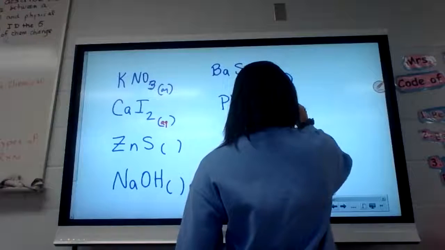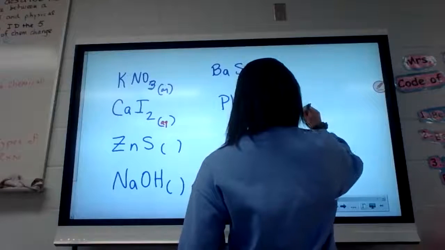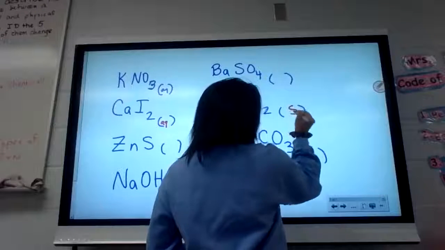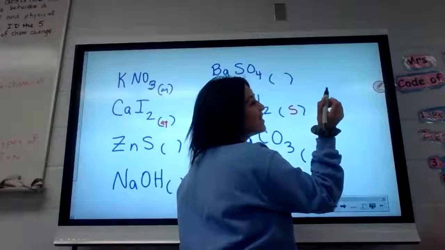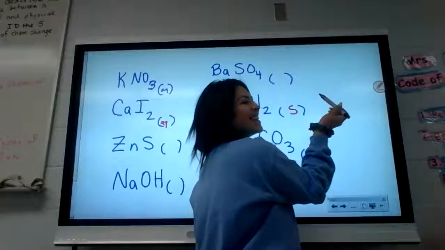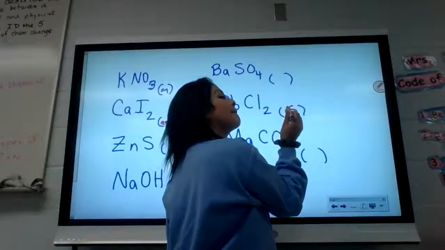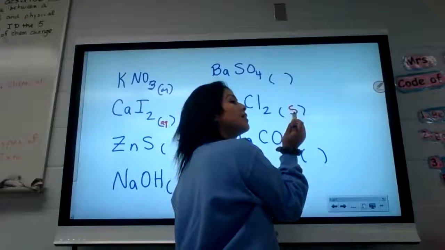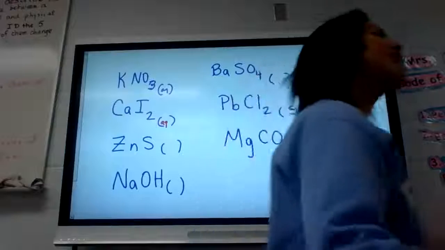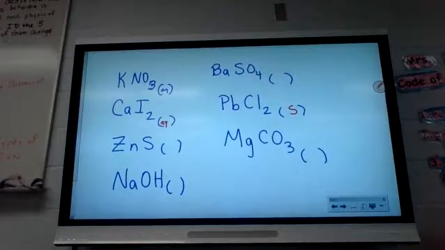Now, the one that Joyce just did said all chlorides are soluble except silver, lead, and mercury. So since the exception said Pb, what does she need to do? She had to switch it from AQ to S. Okay, that's right. I'll come do another one.